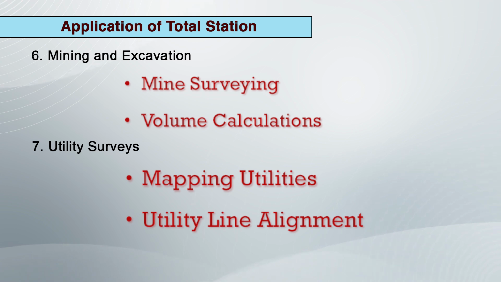The next application of total station is utility survey. Under this, the first application is mapping utilities. Total stations are used to map the location of underground utilities like water pipes, gas lines and electric cables. This information is critical for construction planning and maintenance. The other application under utility survey is utility line alignment. They help in laying out and maintaining the alignment of utility lines, ensuring that they follow the intended path.